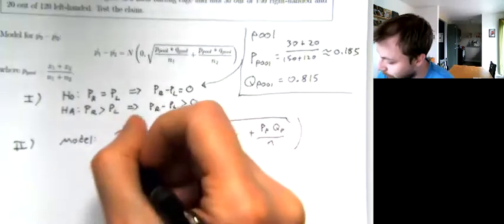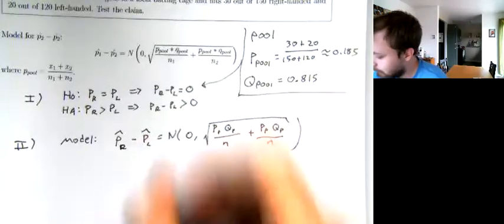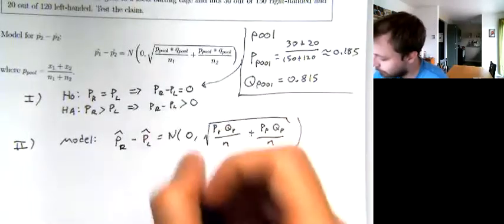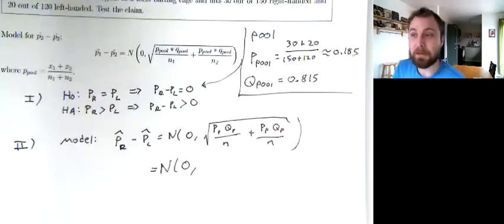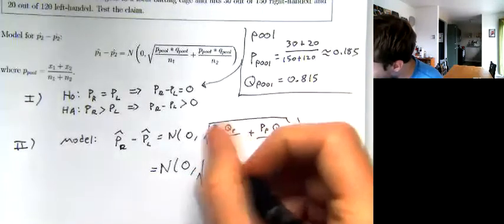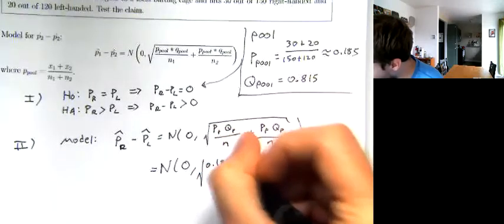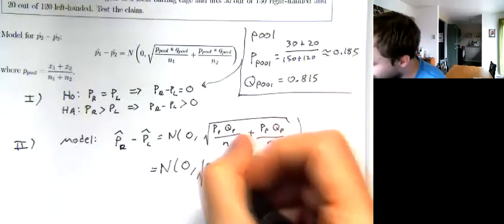When it comes time to do the model here, I'm doing right-handed minus left-handed, because that's what it looks like for my alternative. My center is 0 because I'm claiming that there's no difference. I'm going to test to see if that claim is reasonable. And I'm going to take my pooled success rate, 18.5%, times my pooled failure rate, 81.5%.